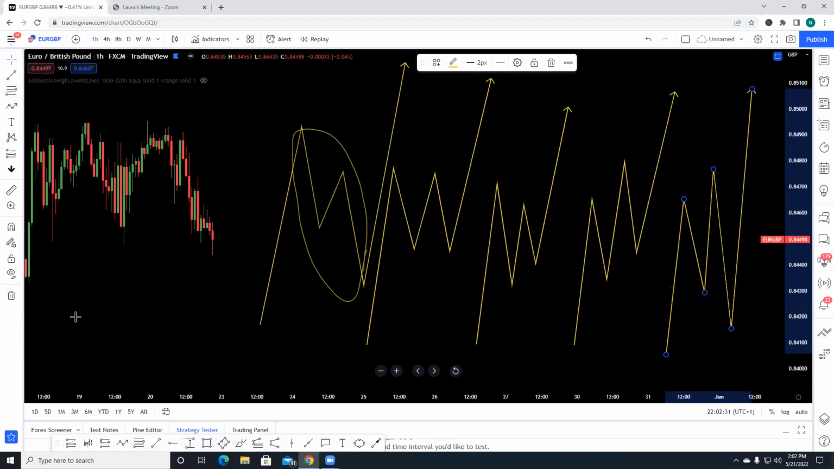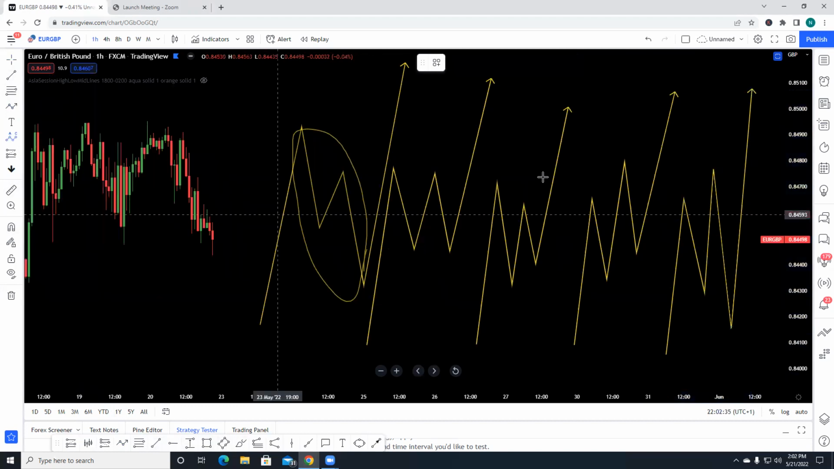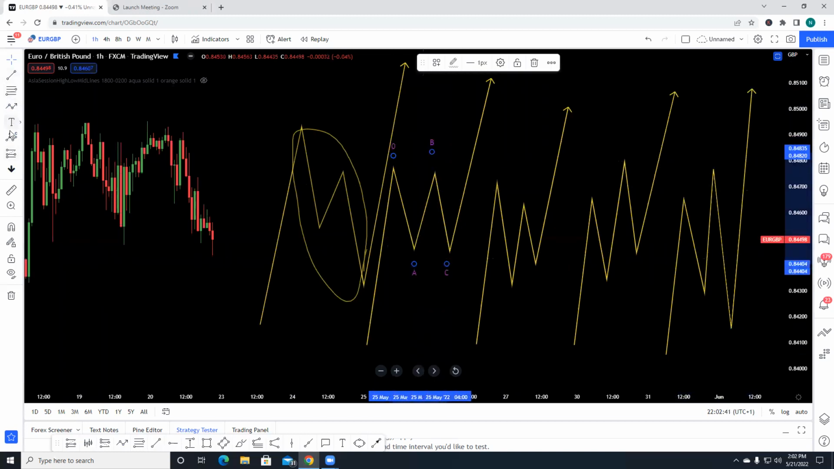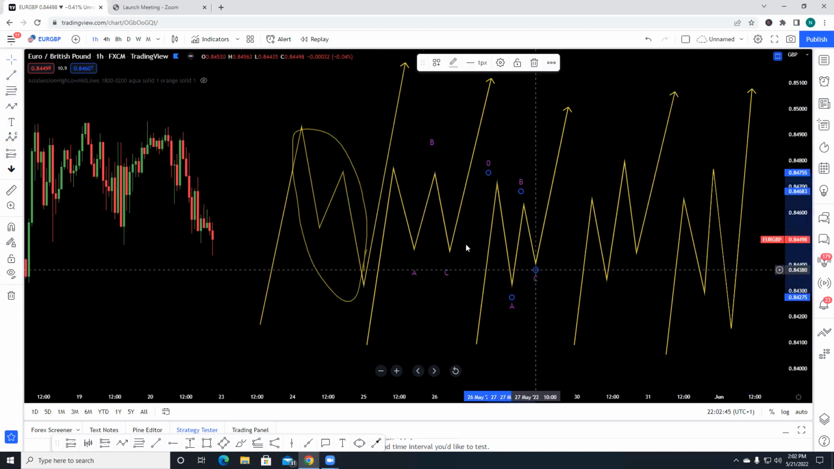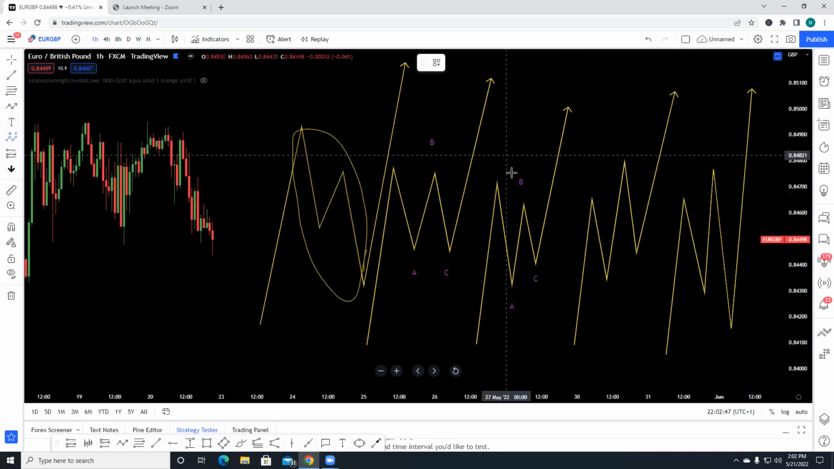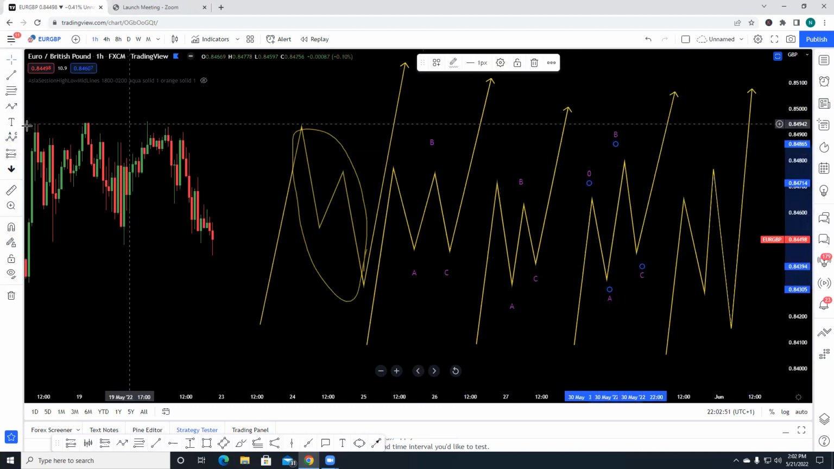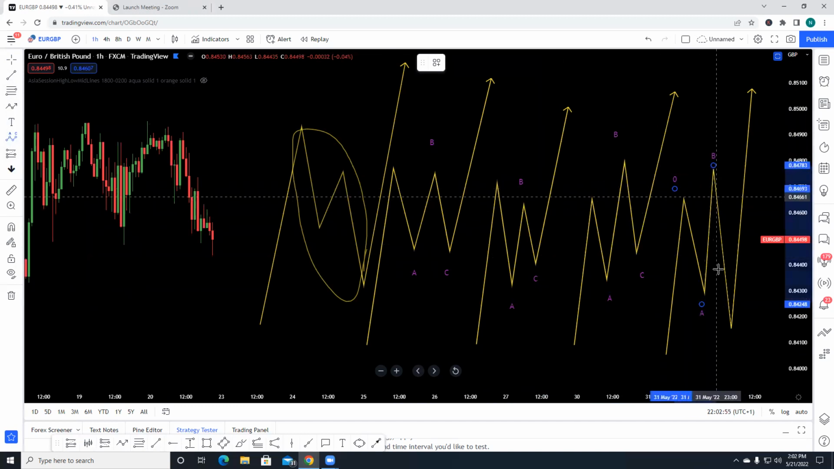So when you want to label it, guys, you come here, pick the wave labeling tool. You have A, B, C. Come here, you have A, B, C. Come here, you have A, B, C. Come here, you have A, B, C.